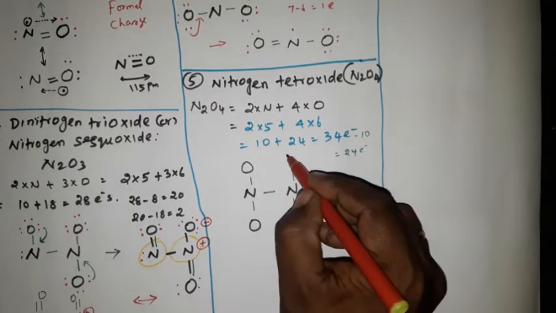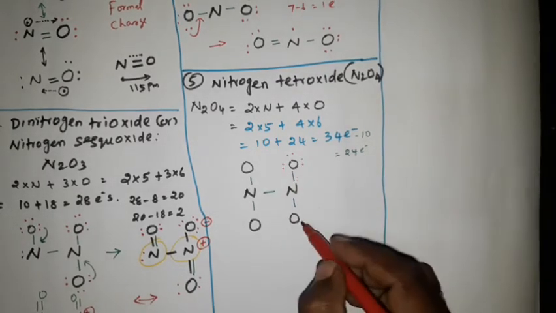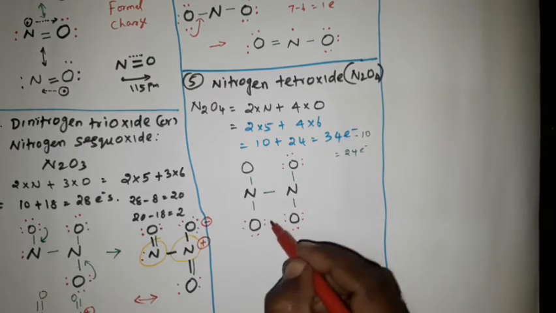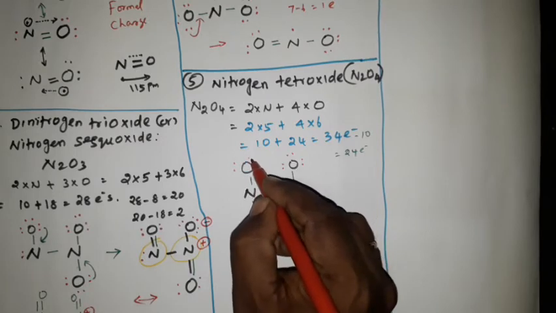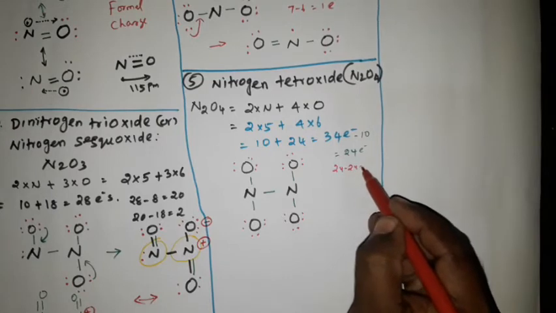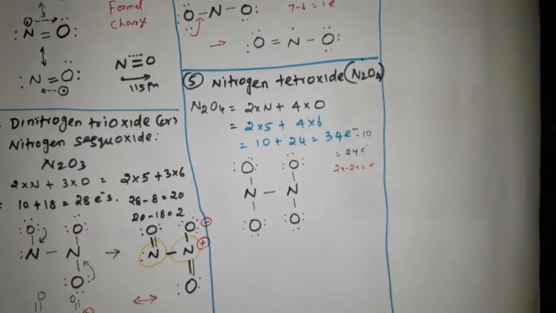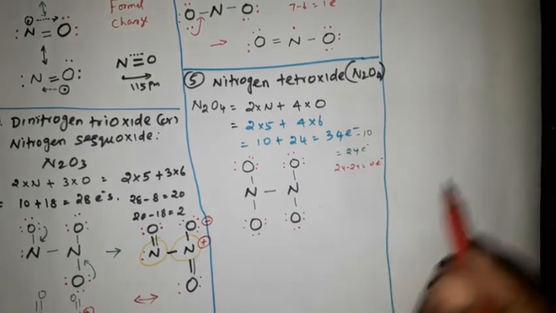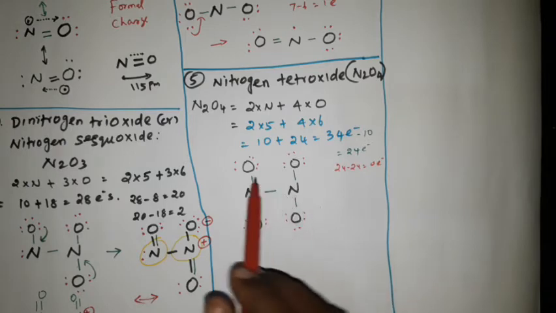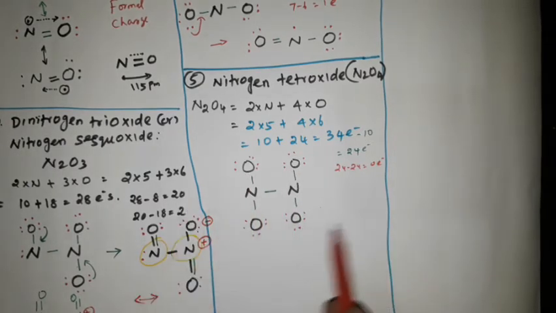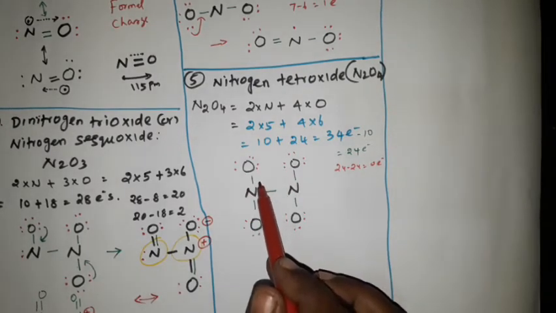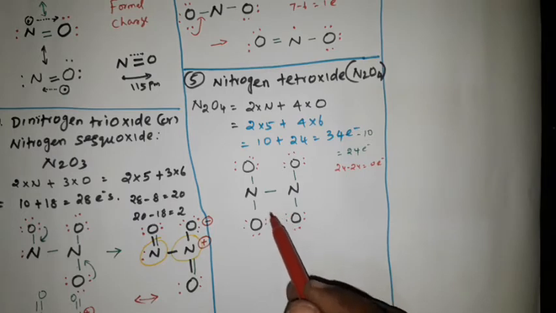Here 2, 4, 6, 2, 4, 6, 2, 4, 6, 2, 4, 6. Now 24 minus 24, there is no electrons remaining. 0 electrons is there. Now you have to check the octet. 4 oxygen, octet is completed because 6 plus 2, 8, 6 plus 2, 8, 6 plus 2, 8 is completed. Now go to nitrogen atom.